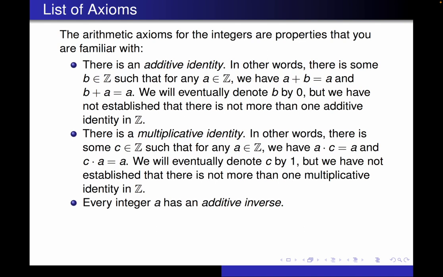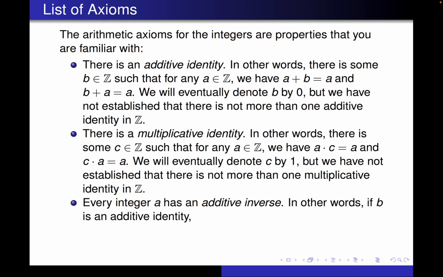Next, we're going to talk about inverses. Whenever I talk about inverses, those are things that cancel out. So what do I mean by an additive inverse of a? It means a number that cancels it out additively, which means when you add it, you get the number 0. You get the additive identity.